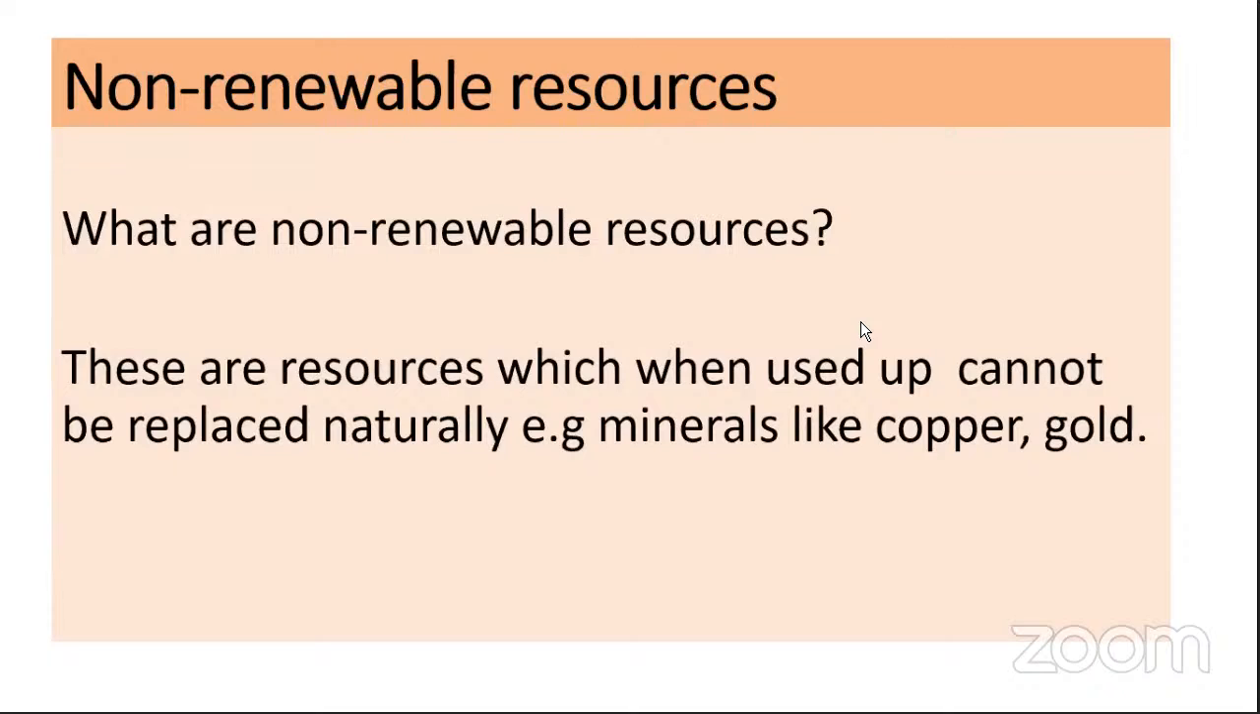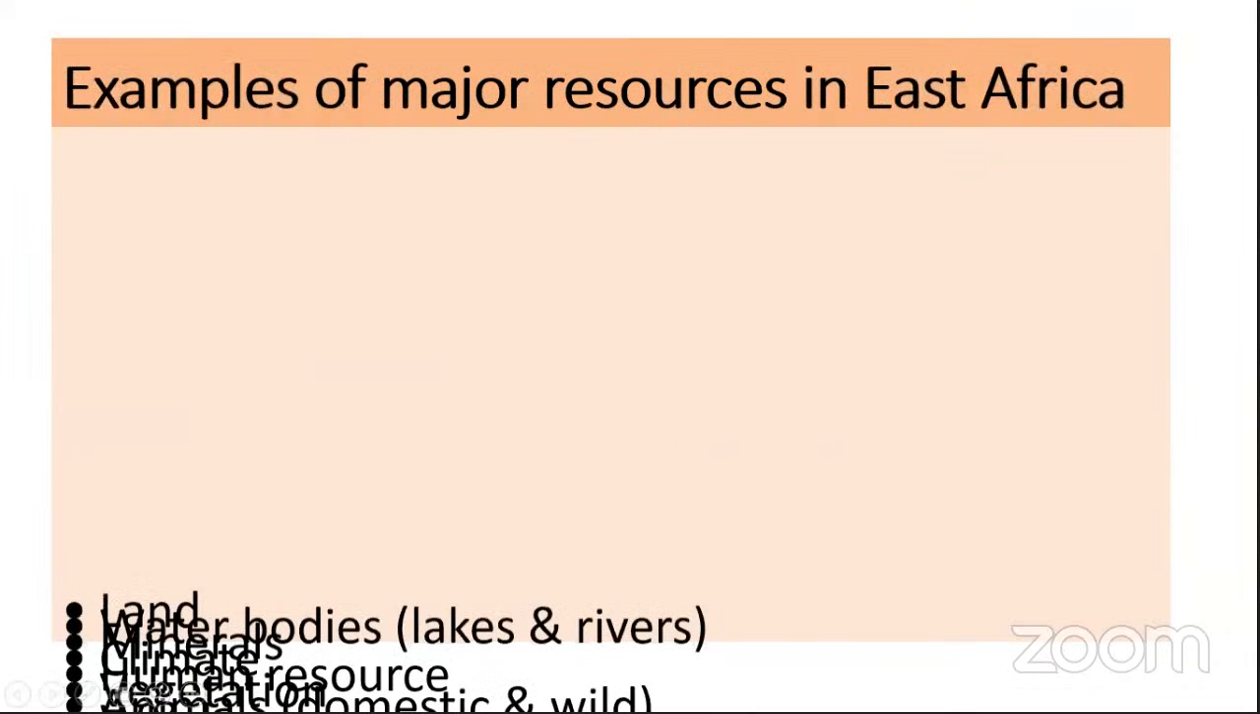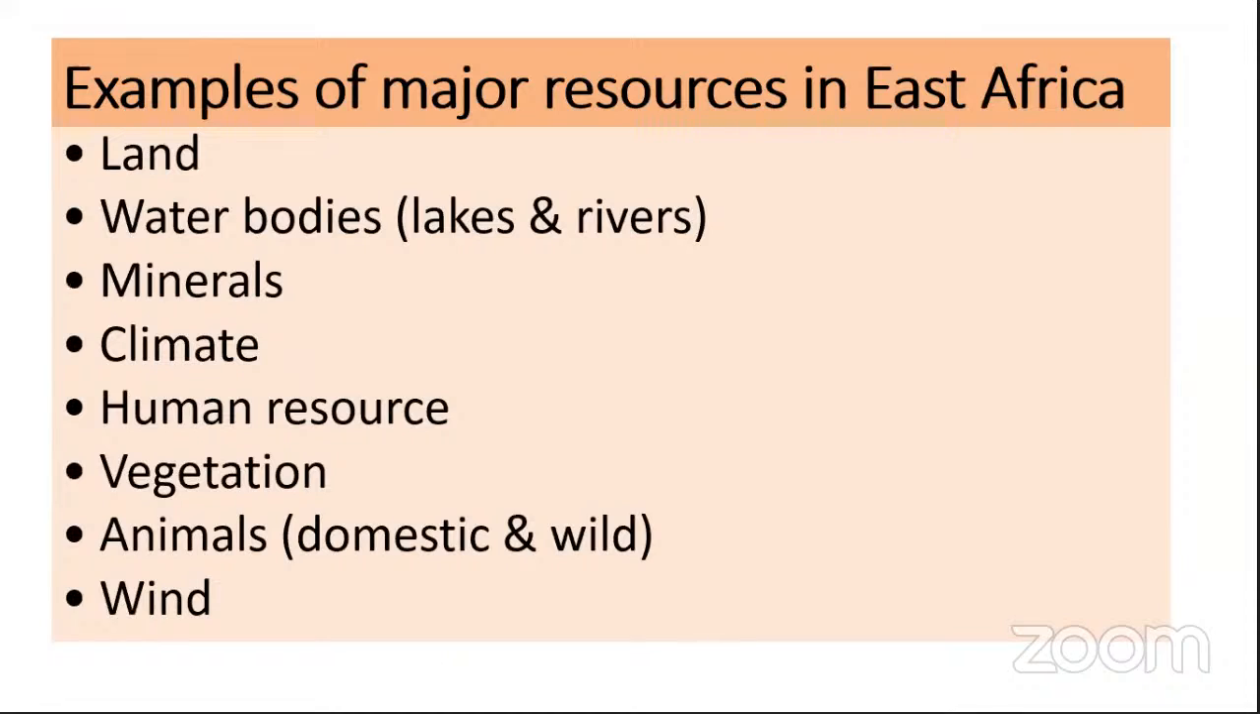Non-renewable resources are those resources which, when used up, cannot be replaced naturally. Like how Jovian talked about it, they include minerals like gold, copper, and so many other things. Once they get used up, you cannot replace them naturally. Those ones are said to be non-renewable resources.